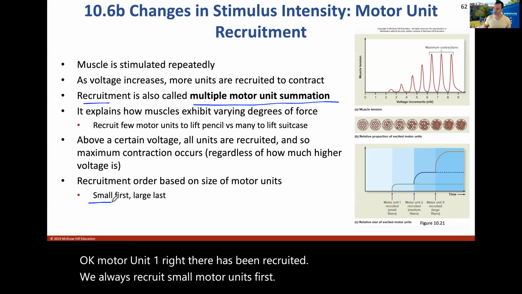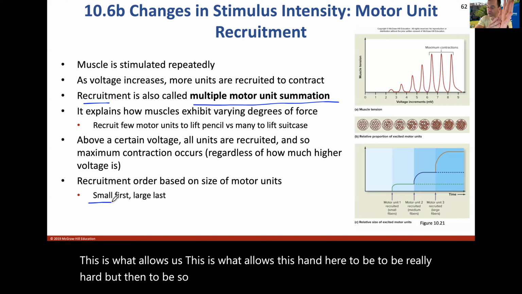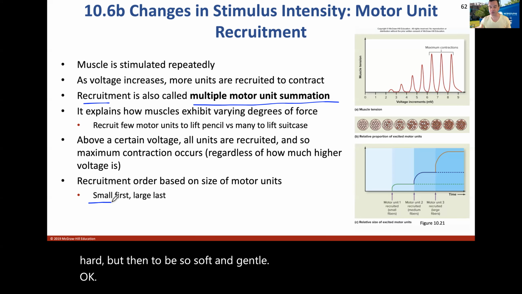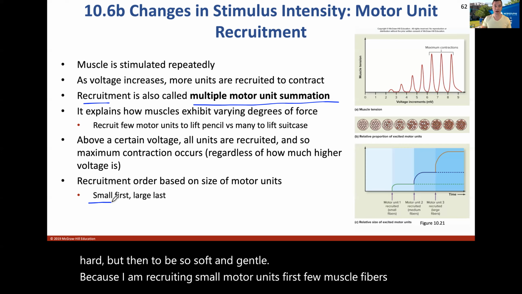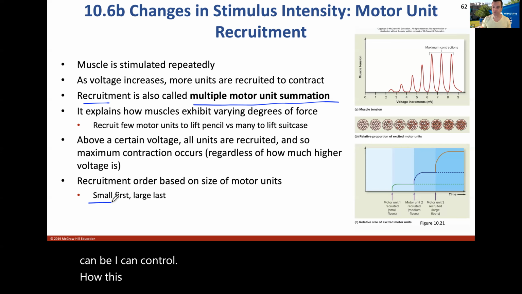This is what allows this hand here to be really hard, but then to be so soft and gentle, okay? Because I am recruiting small motor units first, few muscle fibers first. So I can control how this muscle moves: fast, violent, slower, more caring, more gentle. Okay? So we recruit small motor units first, right?